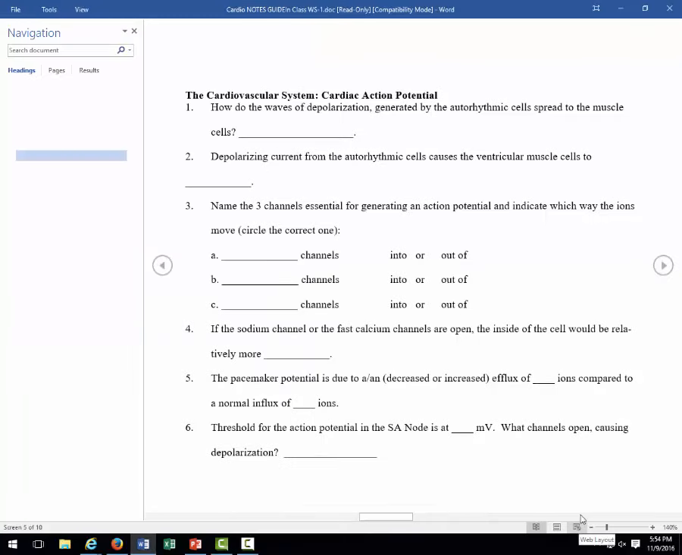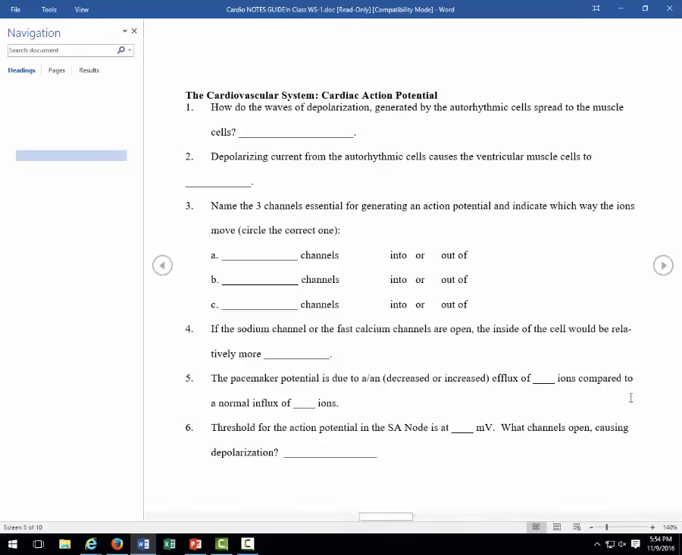All right. So for number 5, the pacemaker potential is due to a decreased efflux or loss of potassium compared to a normal influx of sodium ions. Because remember, that's the concentration gradient. Potassium normally wants to leave the cell, sodium normally wants to come in. So the threshold for the action potential in the SA node is what? If you look back at your diagram from your notes, it's negative 40 millivolts.